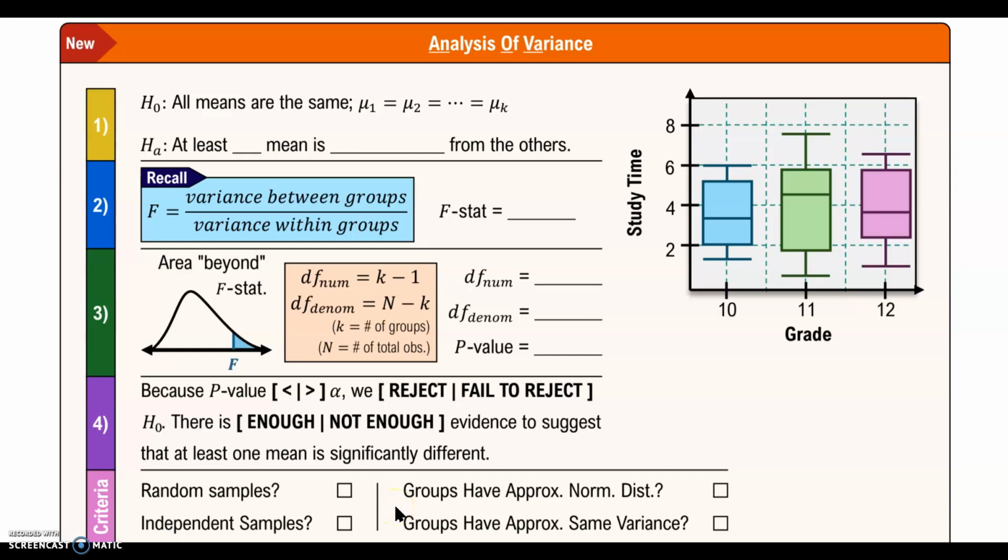Here's another example and an overview for an ANOVA test. Our null hypothesis, again, as stated before, is that all means are the same. And if there's k different groups, we just have those subscripts. The alternative is that at least one mean is different from the others.